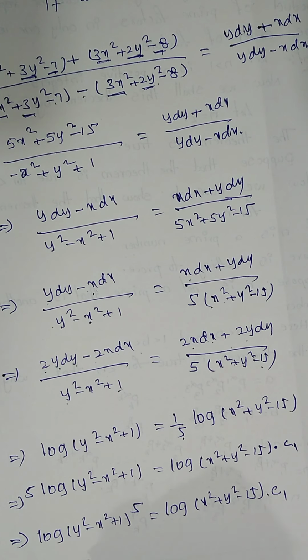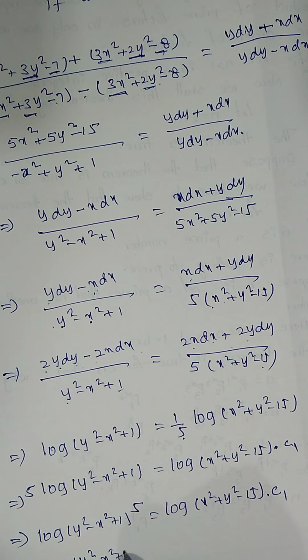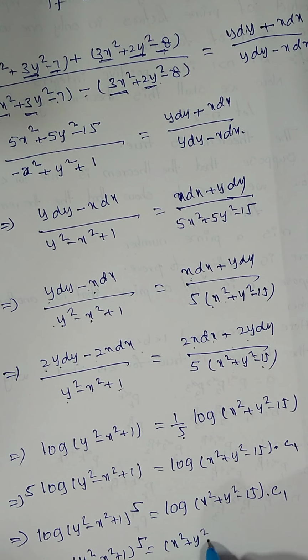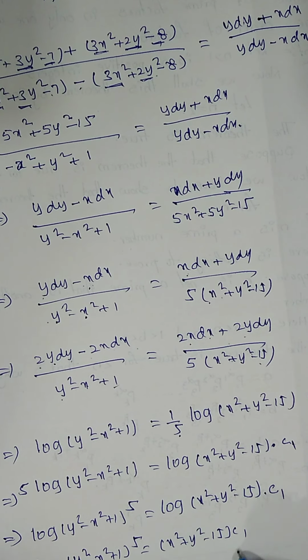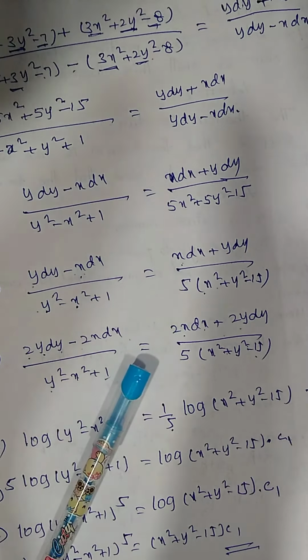That implies, after removing log, y square minus x square plus 1 all to the power of 5 equal to x square plus y square minus 15 times c1. This is the solution of the given differential equation.